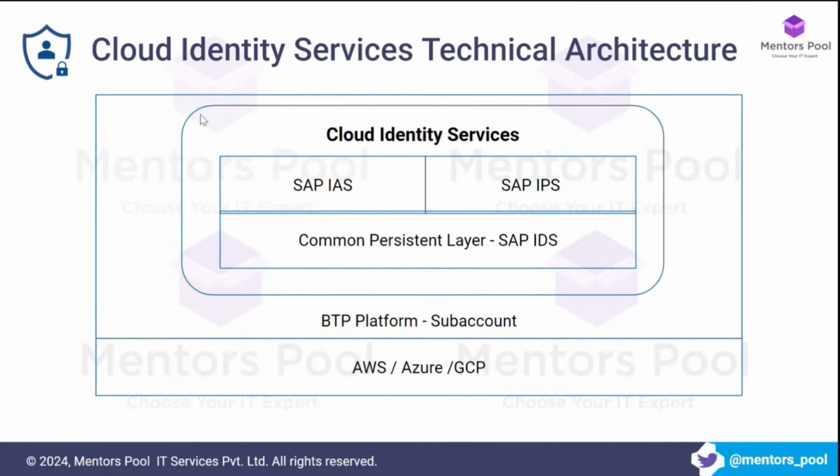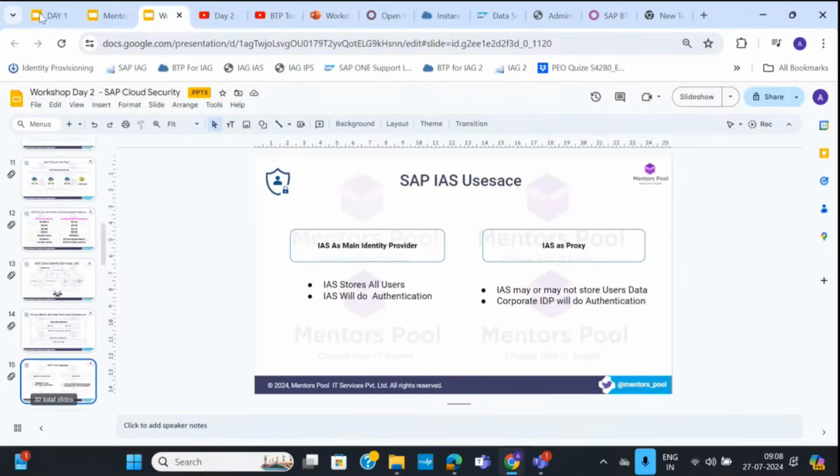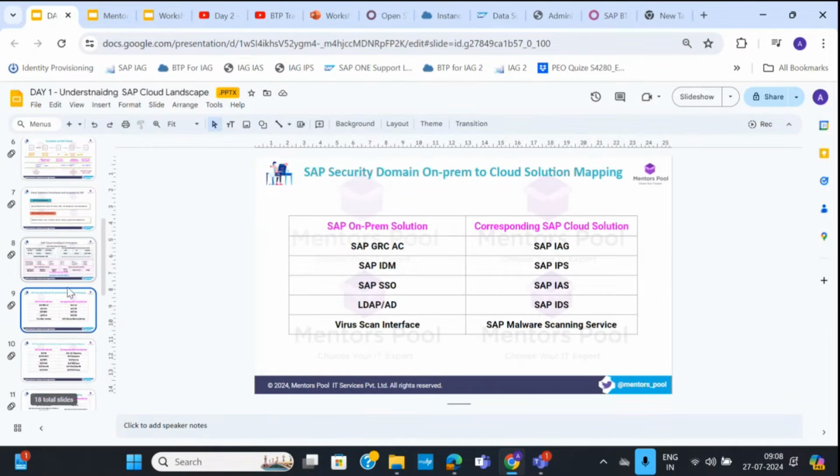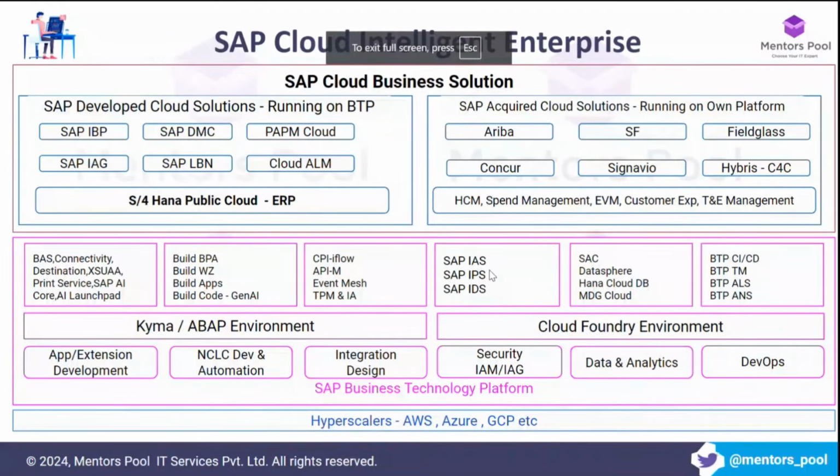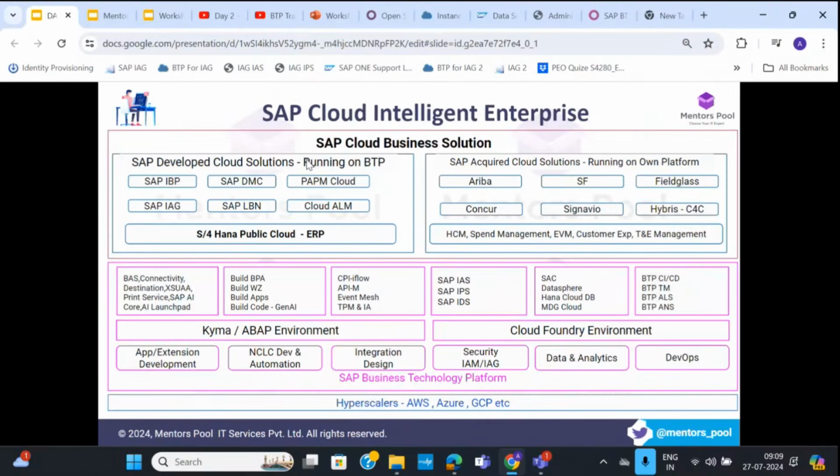So, guys, let's understand the architectural view of this cloud ID services. I already explained this last day. This is your IAS, IPS, IDS, which is nothing but cloud ID services running on BTP, taking care of identity access management for the rest of these systems. So we are actually here right now on BTP.